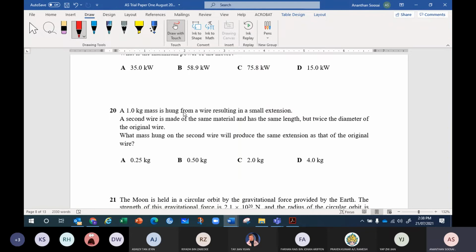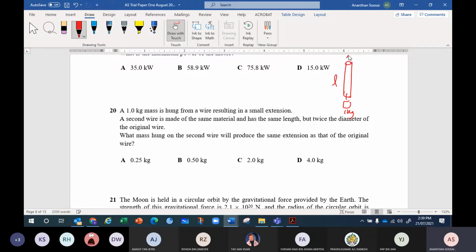Okay, 20. 1 kilogram mass is hung from a wire, resulting in a small extension. A second wire is made of the same material and has the same length, but twice the diameter of the original wire. So first wire has a length of L. We hung 1 kilogram of mass. Okay. So diameter is the culprit.